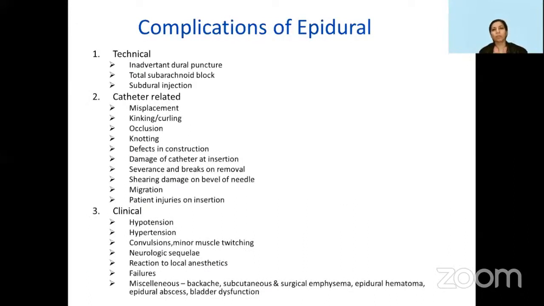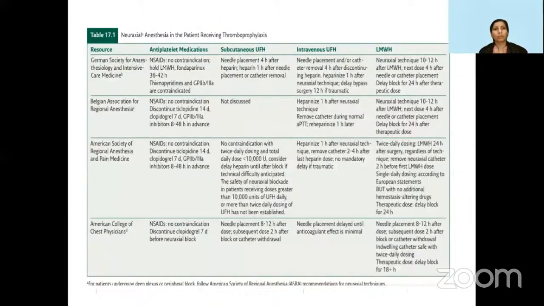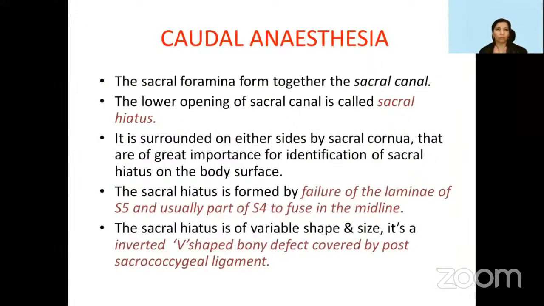These are the specific complications with epidural blocks. There can be inadvertent dural puncture, total subarachnoid block, or subdural injection, and there can be catheter-related complications. So neuraxial anesthesia has to be modified in patients receiving thromboprophylaxis. So the drug modifications of the heparin and the low molecular weight heparin have to be done before attempting neuraxial blocks. Then lastly, a few slides of caudal anesthesia.